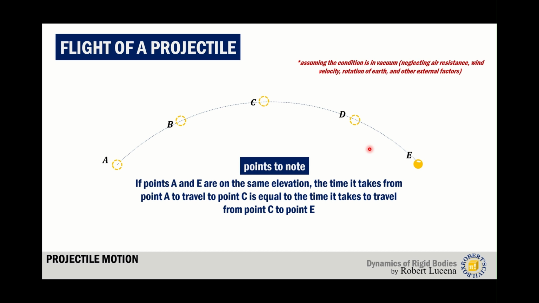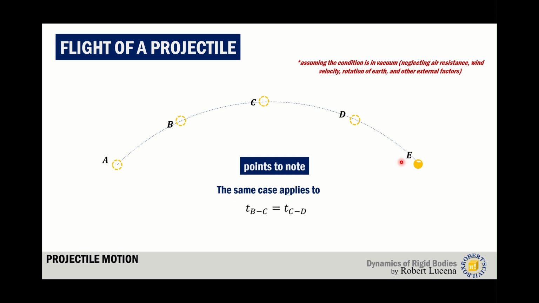If points A and E are at the same elevation, the time it takes to travel from point A to point C is also the time it takes to travel from point C to point E. So the time from A to C is equal to the time from C to E. That's one point to note. So we have this equation. In that case, it also applies to the time of travel from B to C and C to D, provided that points B and D are at the same elevation.